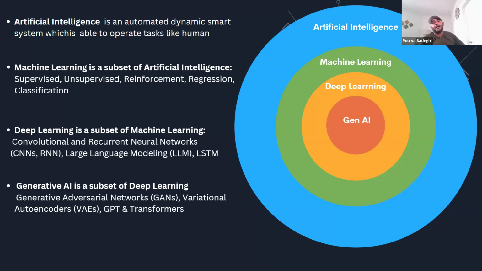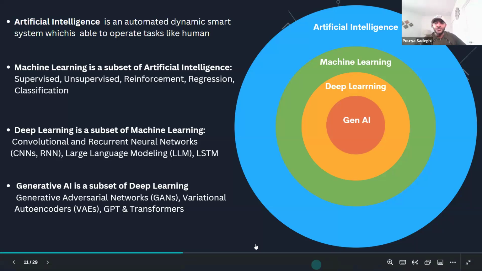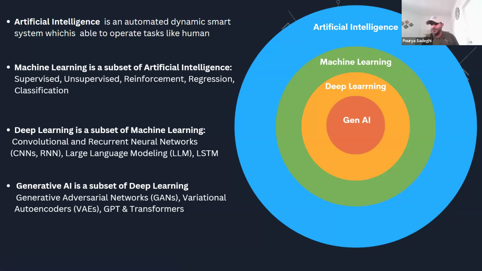And generative AI, which is a subset of deep learning, basically the difference between generative AI and others is that generative AI can generate new content for you. What kind of content? It can be code, images, text, audio, videos, and they come as sort of data. So next slide, please.